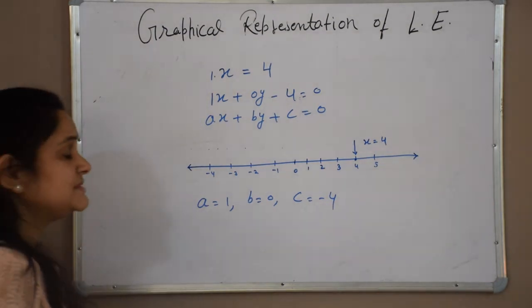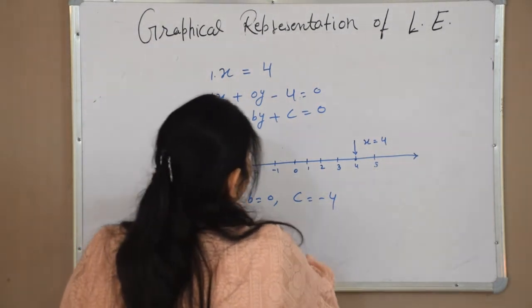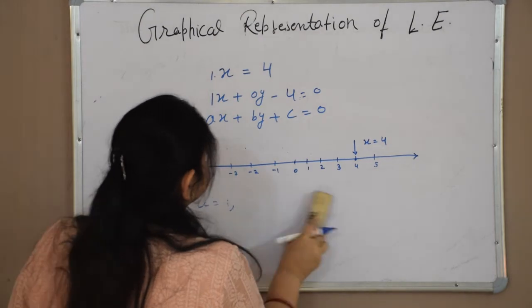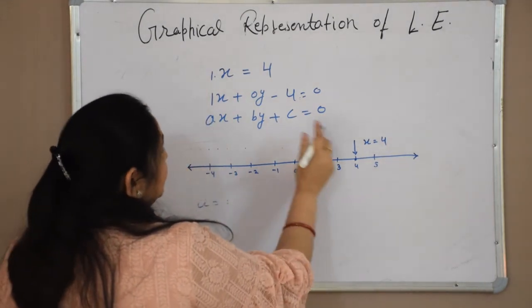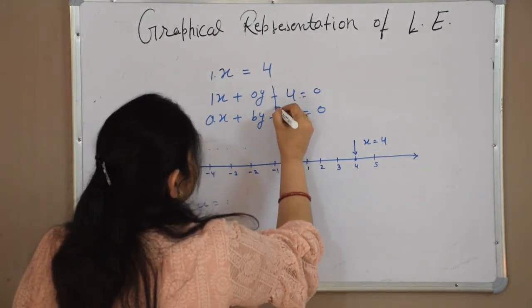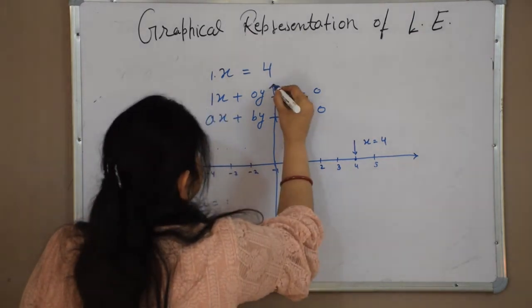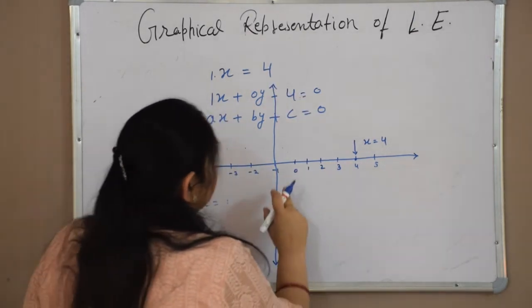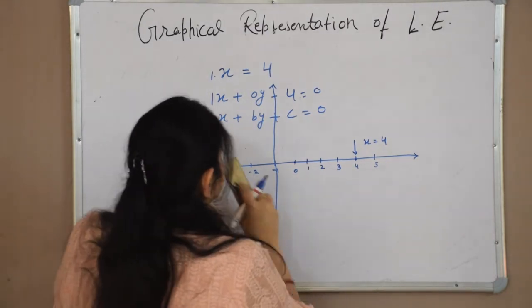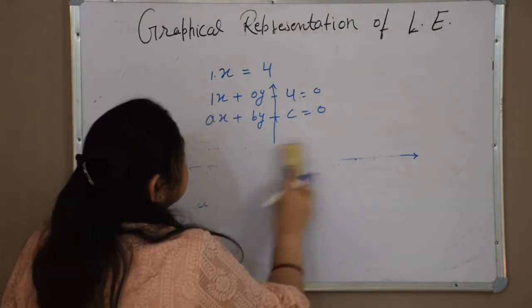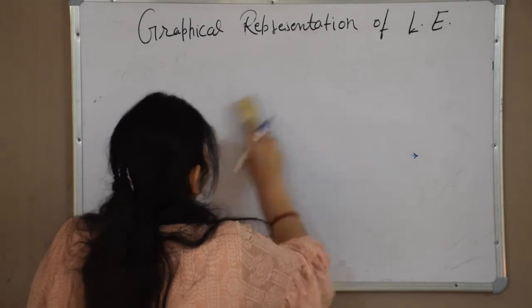Now we have to represent it on the graph in the form of 2 variables. X-axis is already here, and we will mark the y-axis. So our x is always 4, so I will represent it in a proper manner.